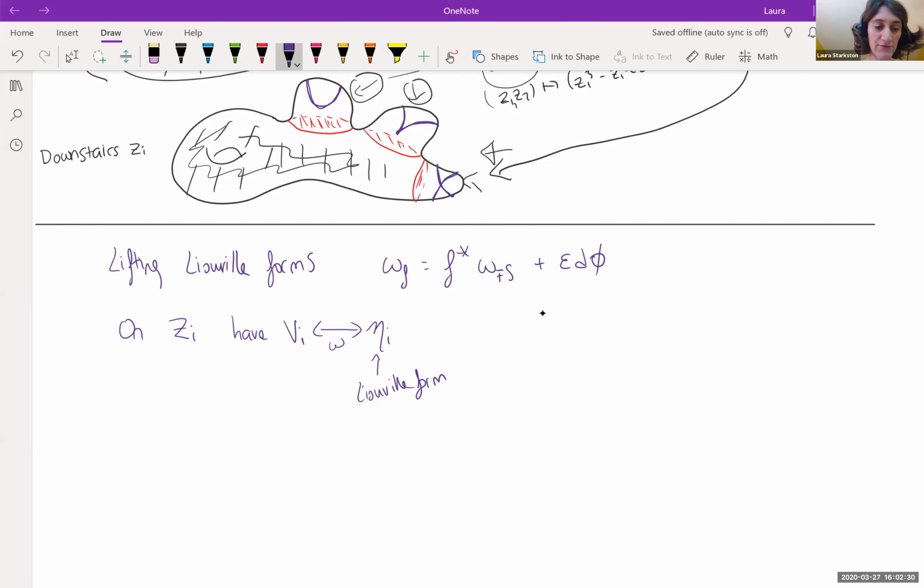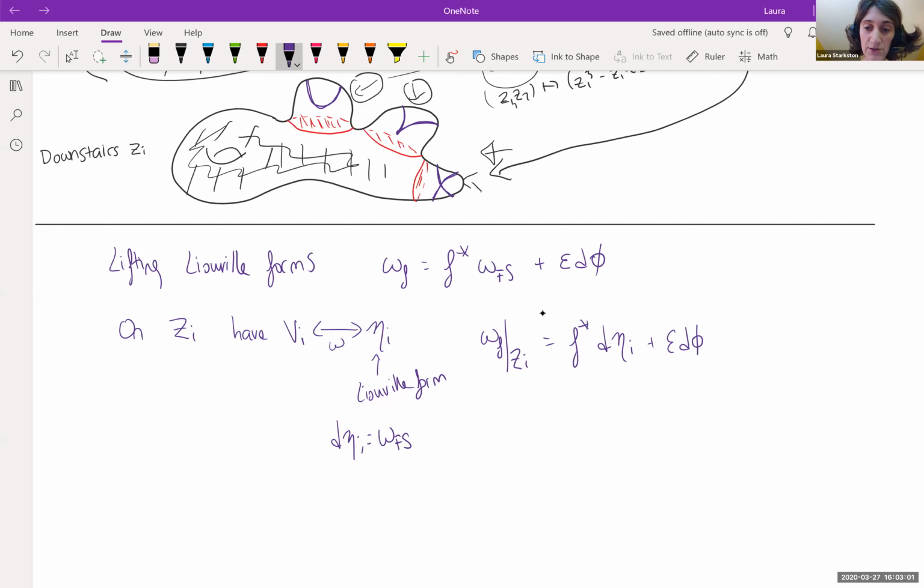And so that form is only defined over the sectors, not defined over the whole manifold. But then if I restrict omega f to Zi, that will equal the pullback of the exterior derivative of that Liouville form. That's basically what the Liouville condition means, is that d of this Liouville form is the symplectic structure I care about. So in this case, d eta I equals omega Fubini-Study.